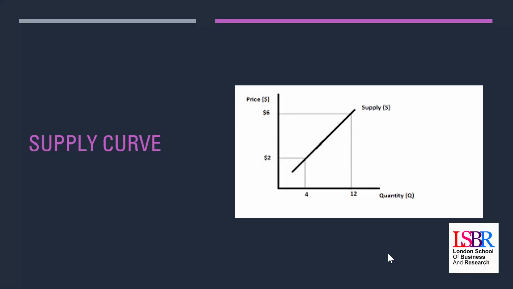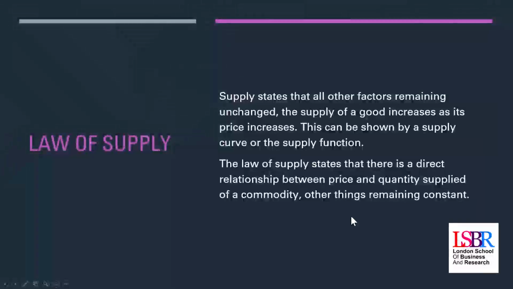So basically, supply states that when all other factors remain unchanged, the supply of a good will increase as the price increases. And again, we've just shown that on the graph, haven't we, with the upward sloping supply curve. The law of supply basically states that there's a direct relationship between price and quantity supplied, where other things remain consistent. So assuming nothing else has changed, just the price, then the supply will naturally go up. When the price has gone up, the supply will go up. When the price has gone down, the supply will go down. And again, that's on the basis that nothing else has changed.